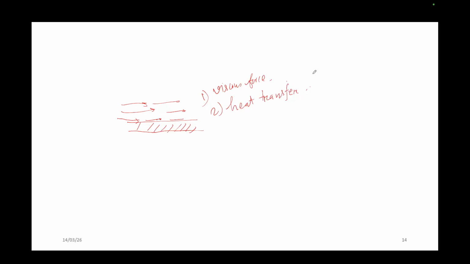So these are the things. Because of this viscous force and the heat transfer, generally what will happen is that if there is viscous force or heat transfer, a thin region develops near the wall. This thin layer is known as the boundary layer. In this thin layer, either the velocity will change rapidly or the temperature will change rapidly. So that's why it is distinguished into two categories: one is the hydrodynamic boundary layer, another is the thermal boundary layer.